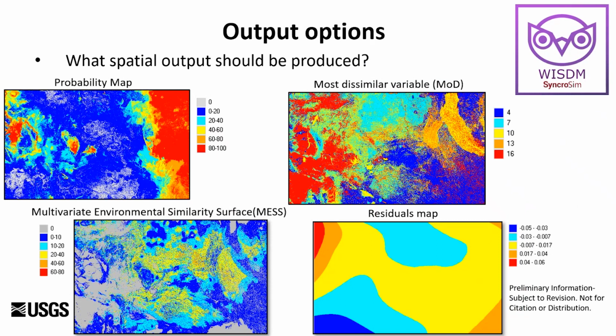There are also different output options, so you can decide what maps you may want to produce, and these include a probability map, a most dissimilar variable or MoD map that spatially shows which one of your covariates was the most important at that particular location. So that can provide useful information.